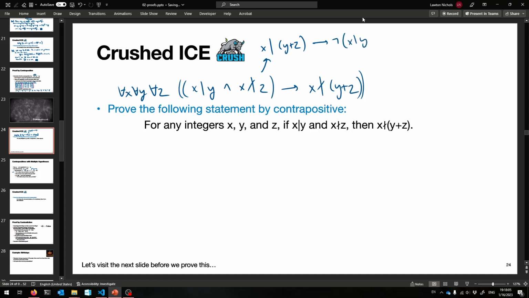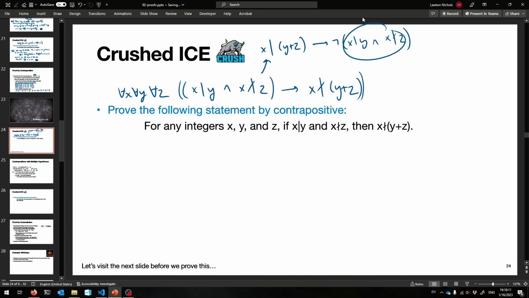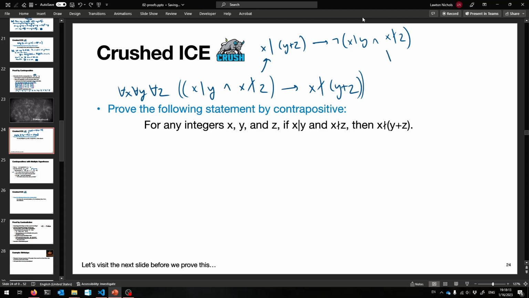So negate: x divides y, and x does not divide z. We can use De Morgan's rule on this ending part, and we end up with x divides y plus z still implies not x divides y, so x does not divide y, or, right, because of De Morgan's rule, and then the negation of this one, so x just divides z. Okay? So this is nice.